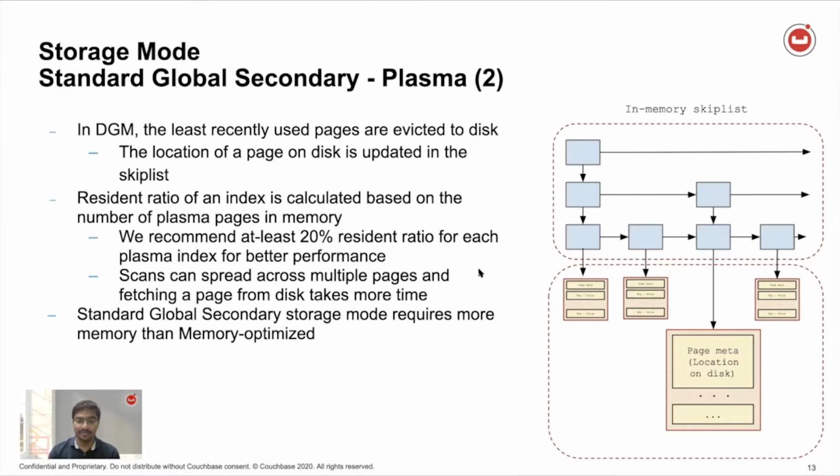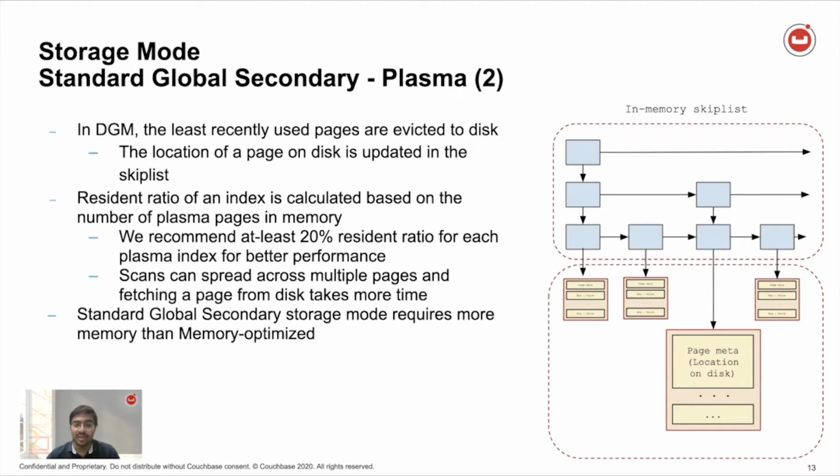The resident ratio of an index, which determines the amount of index data that is available in memory, is calculated based on the number of plasma pages that reside in memory. This is because when multiple scans happen on the indexer, the scans can spread across multiple pages and multiple scans can target different pages. Fetching a page from disk can take time compared to having the page data in memory and serving the scan from the in-memory page.